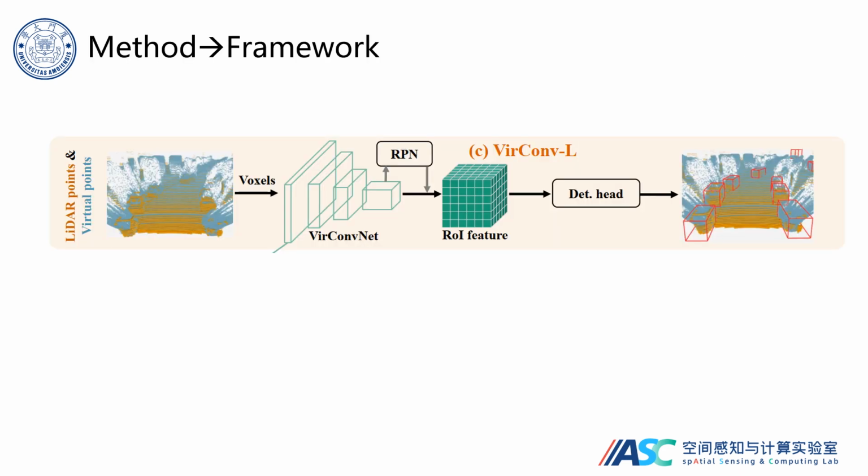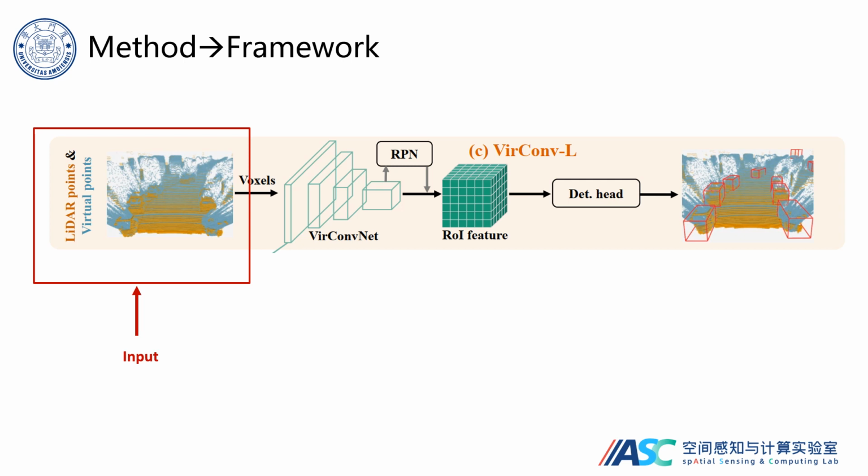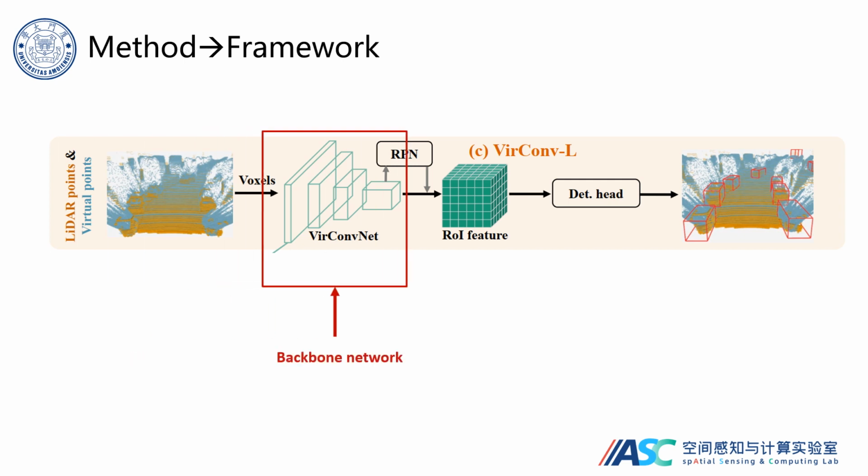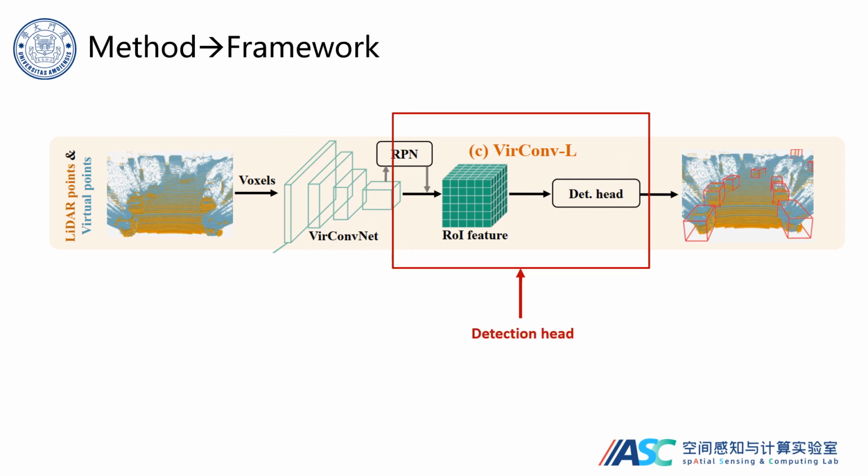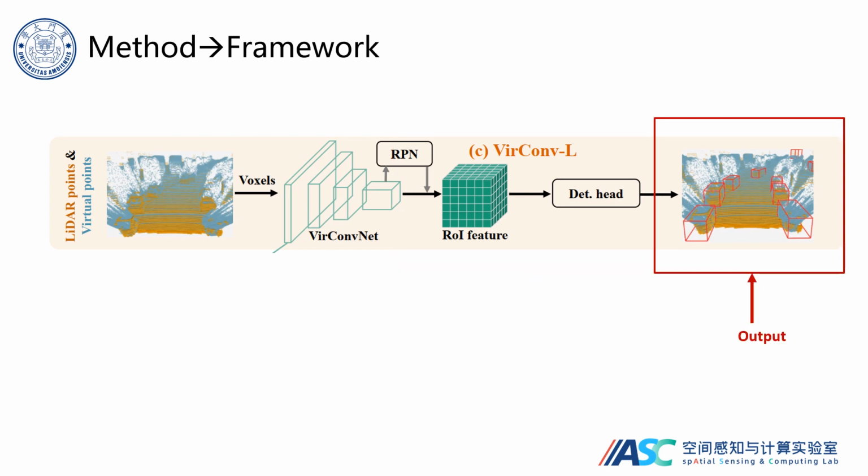To better understand our detector, we first introduce the VirConv-L detection framework. Our detector takes the LiDAR points and virtual points as input. Then the points are converted into voxels, which are put into a backbone network, called VirConvNet, for feature encoding. After that, the encoded features are used for proposal generation and refinement by a detection head. Finally, our detector outputs a set of 3D bounding boxes of objects.